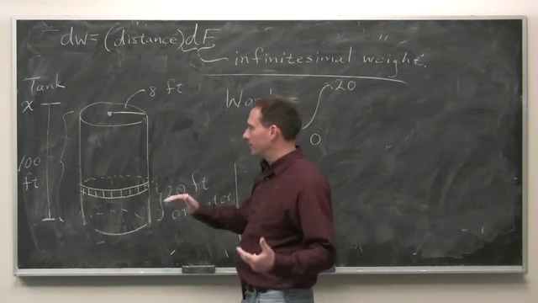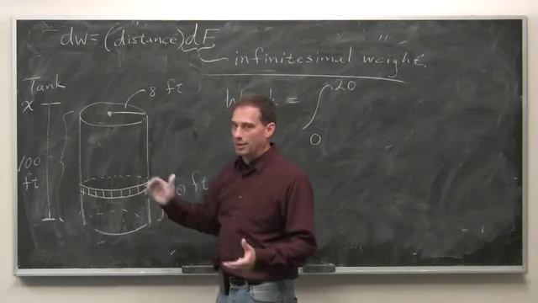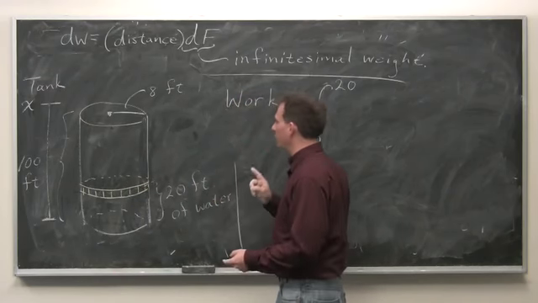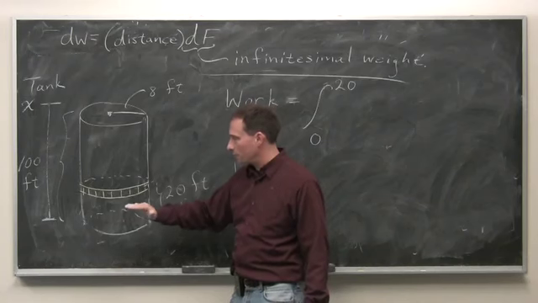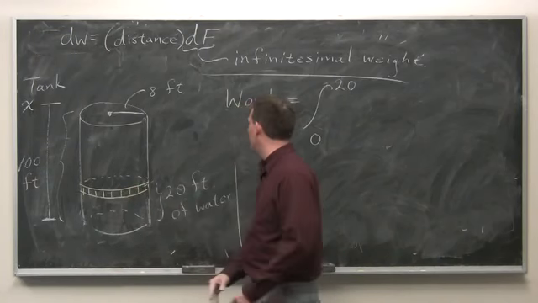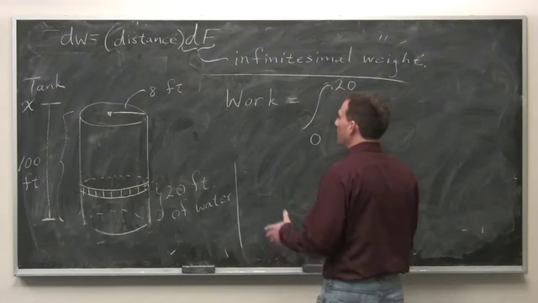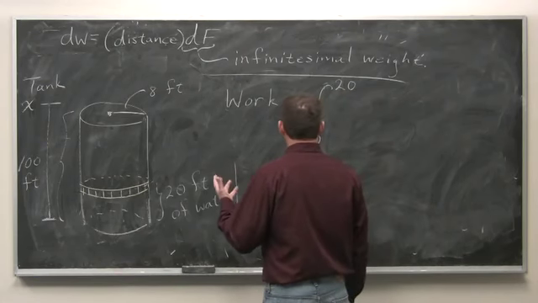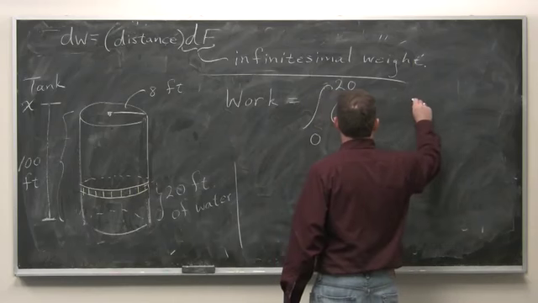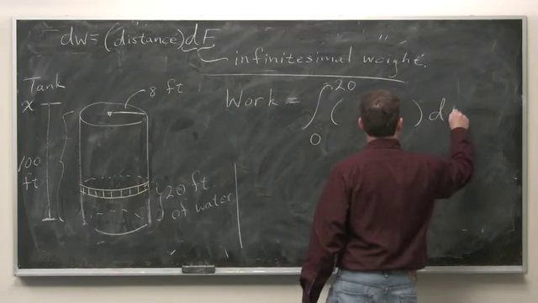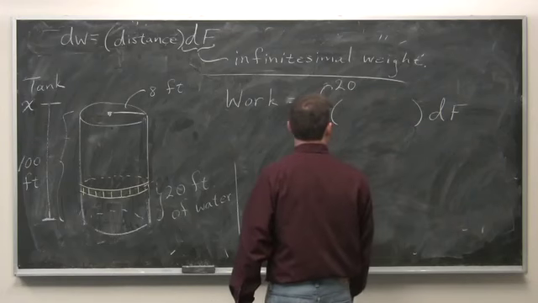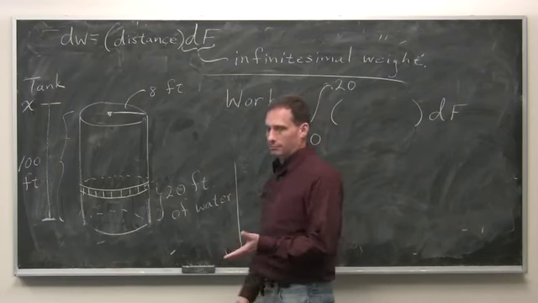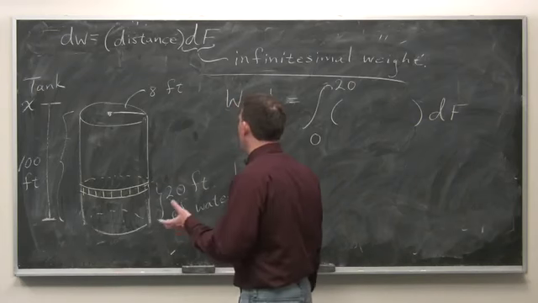Yes, the distance might be 80 or 100 that you're lifting a slab through, but we're doing this for the slabs between x equals 0 and x equals 20. This is part of the confusion. Then we'll have a df. That's the weight of a slab at x coordinate x.